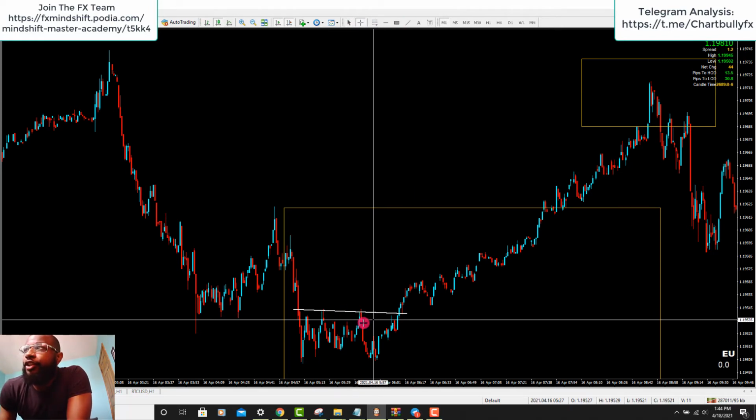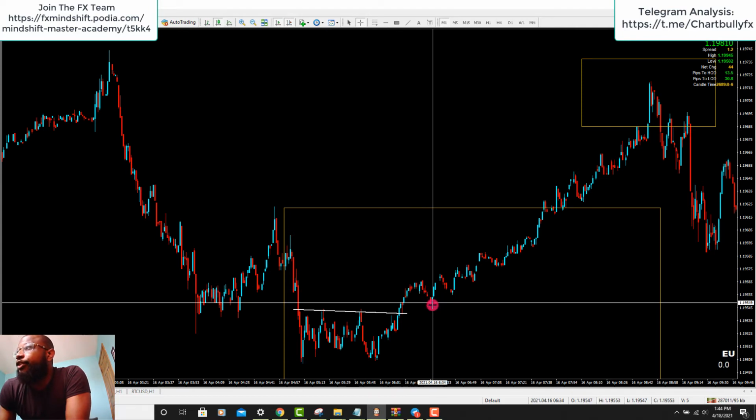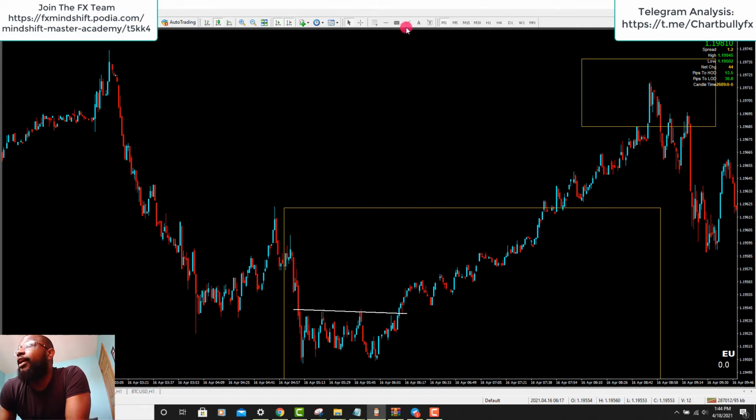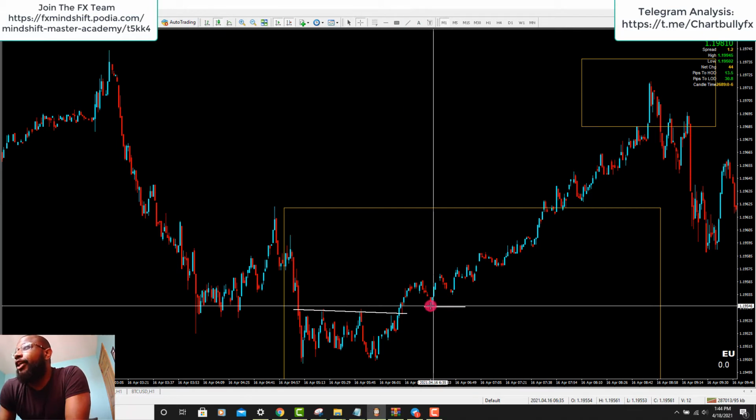So when this structure here breaks, and let's say you start getting another lower high or high low right here, boom, you can take your entry right here and set it below the low. That's a 5 pip stop, right?